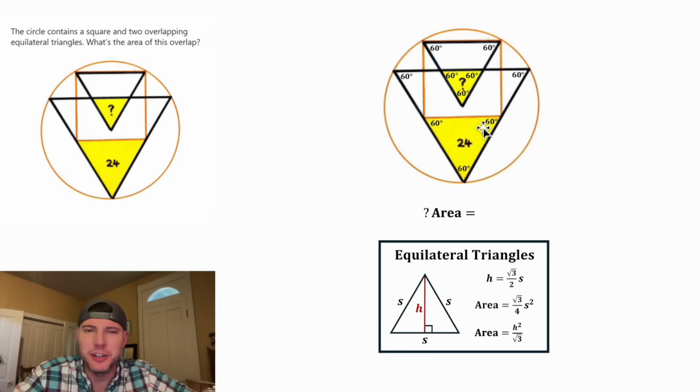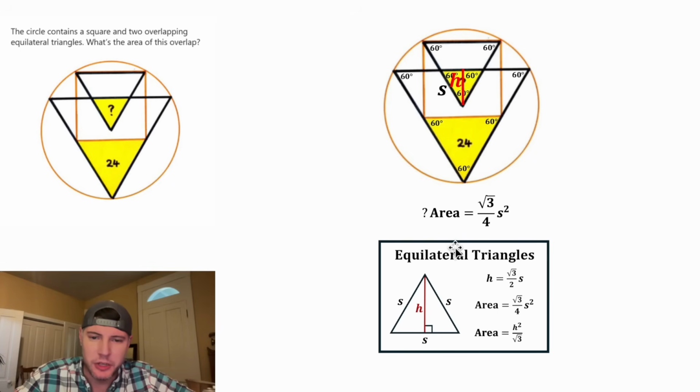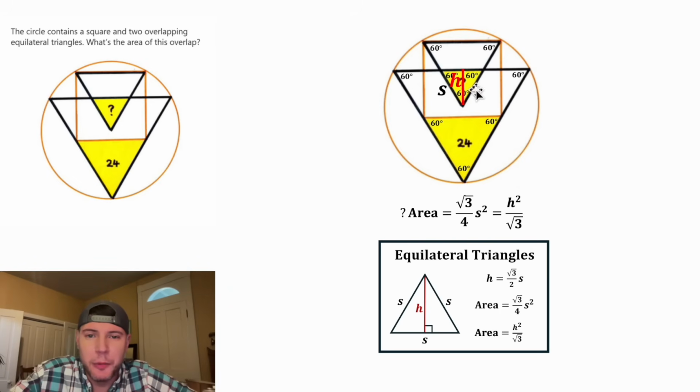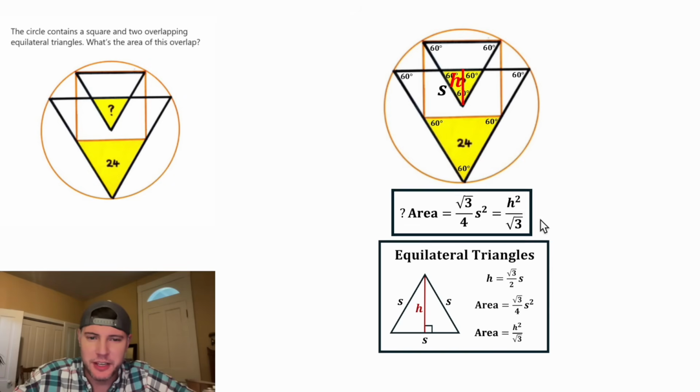Let's use these notes for equilateral triangles. If the side length of this equilateral triangle is equal to s, then we can say the area is equal to root 3 over 4 s squared. That's from this right here. Or if we know that the height is equal to h, we could also use this formula, which would be h squared over root 3. So all we've got to do is find the side of this equilateral triangle or the height of the equilateral triangle. Then we can find the answer to the question. Let's put a box around this and move it down here.